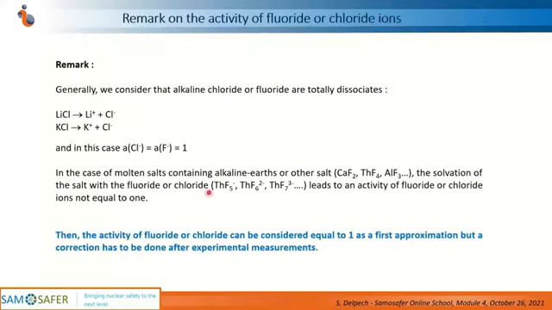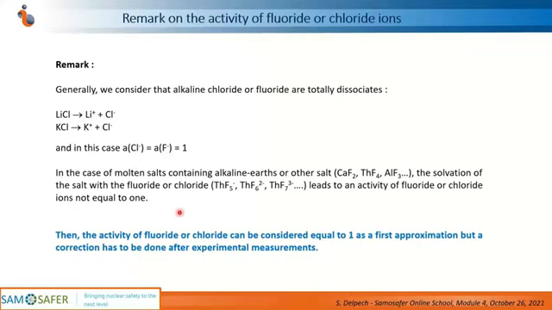So just one remark. Generally, we consider that alkaline chlorides and fluorides are totally dissociated, so that we have a total dissociation of anions and cations in the salt. And in this case, because we have no complexation reaction in the salt, we are going to consider that the activity of chloride or the activity of fluoride is equal to 1.